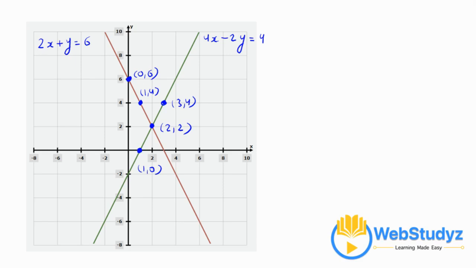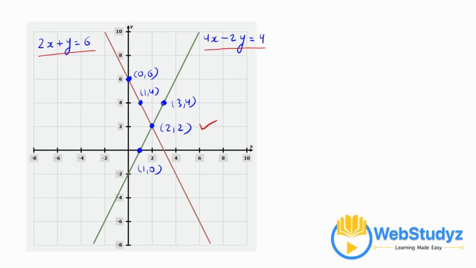So here the green line denotes 4x minus 2y equals 4, and here the red line denotes 2x plus y equals 6. So as we can see, the lines are intersecting and there is only one possible solution, that is (2, 2).